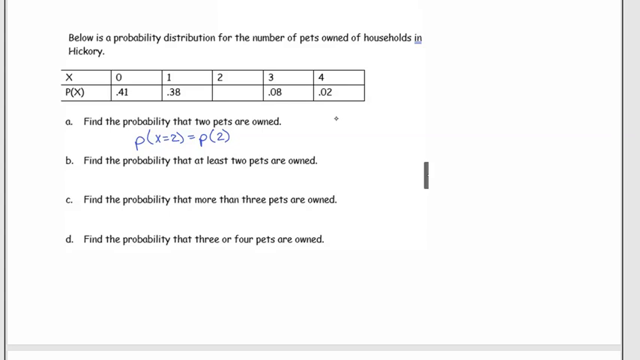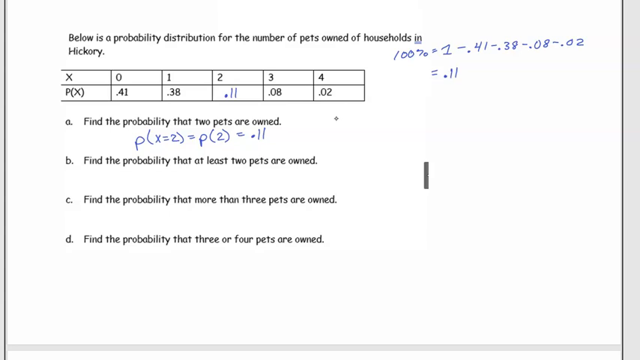What do we know about probability distributions? Well, we know they all have to add to 100%. So if I take 100%, which is the same thing as 1, and I subtract the probabilities of 0 pets, 1 pet, 3 pets, and 4 pets, then that will tell me the probability of owning 2 pets. So 1 minus 0.41 minus 0.38 minus 0.08 minus 0.02. When I plug that in my calculator, I get 0.11. So I'm going to fill that in as 0.11. So the probability 2 pets are owned is 0.11.